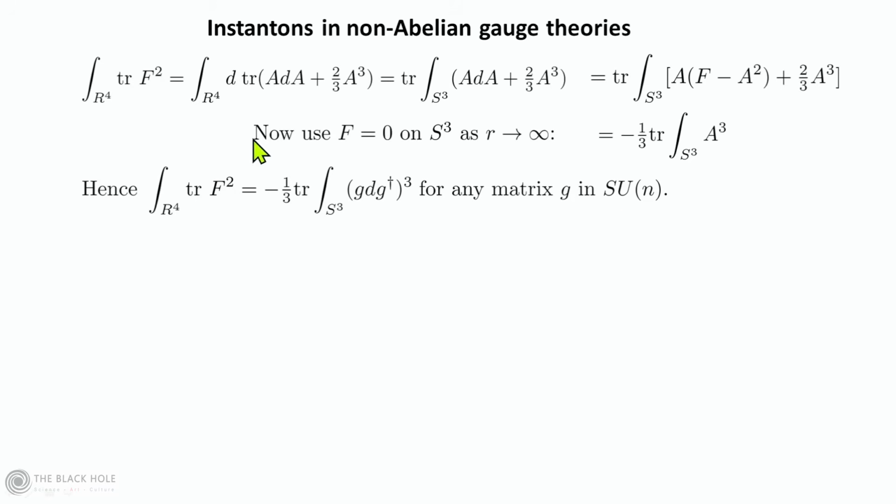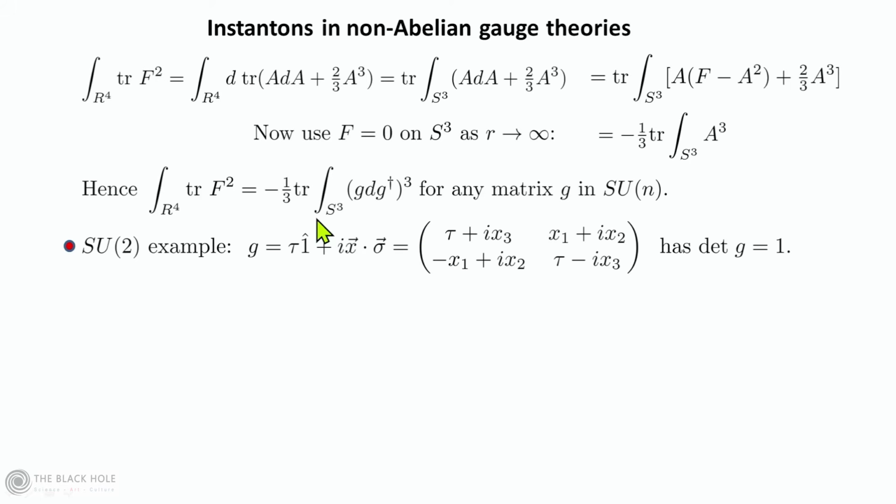Hence, we have proved that the action is now this thing over here for any matrix in SU(N). So whichever Yang-Mills gauge theory you take, whichever n you choose, you will have this thing, you will have the action equal to this.